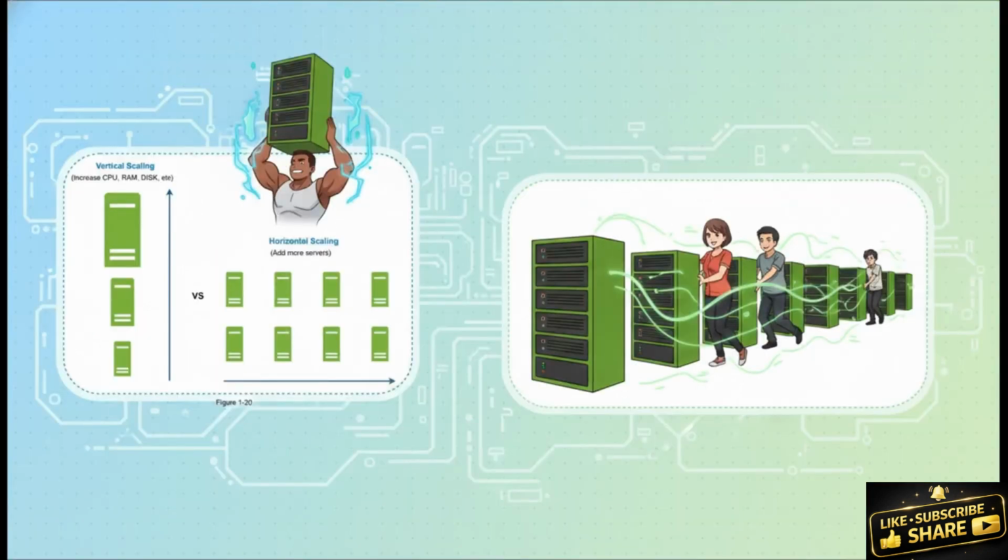Well, we've got two main choices, and this slide lays them out perfectly. On the left, you've got vertical scaling. Think of this like one person just getting stronger. You beef up your server with a faster CPU, more RAM, more storage. But on the right, we have horizontal scaling, which is more like building a team. Instead of one superhero server, you just add more regular servers to share the work. And let me tell you, horizontal scaling is how you build truly massive applications.